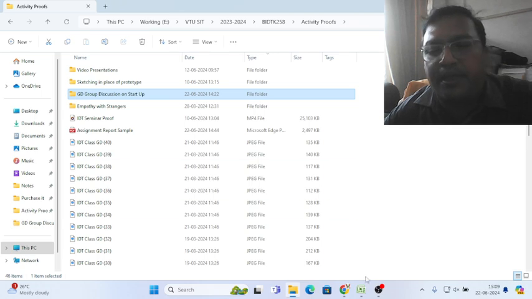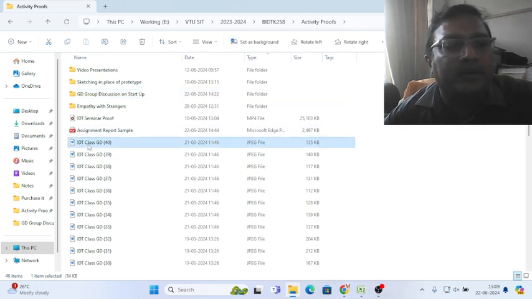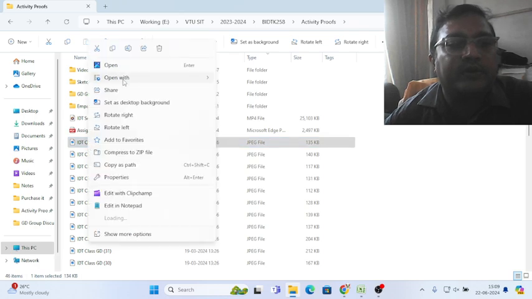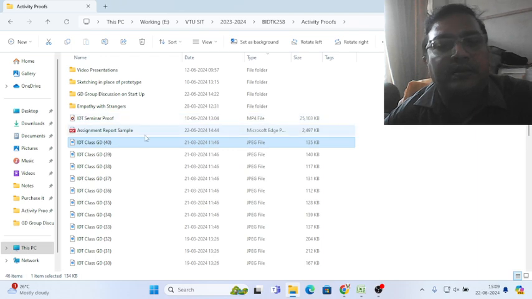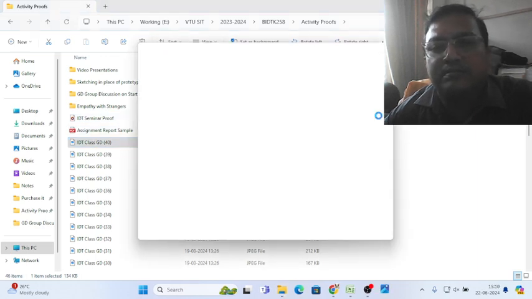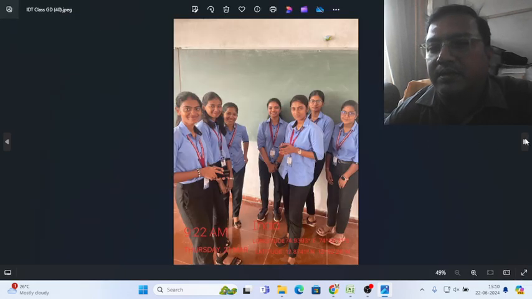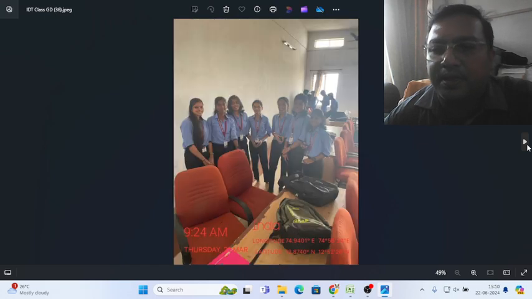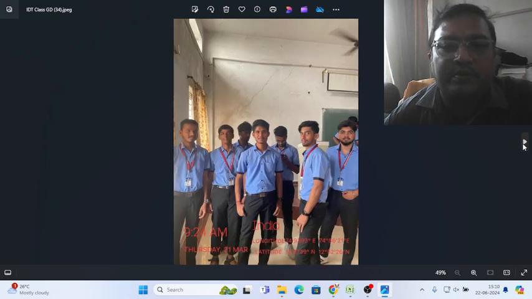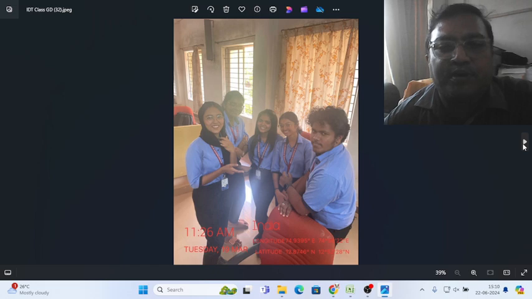So this is what the group discussion was, based on which they have framed companies and company names. Even the photos I took for support. That is the group discussion photos with a geotag. I told them that I'm taking the photo as a proof of this activity, so they are posting actually.